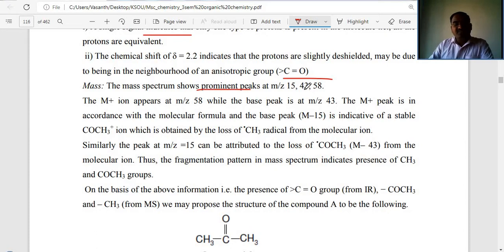The mass spectrum shows prominent peaks at m/z equal to 15, 43 and 58. The M plus ion appears at m/z 58, while the base peak is at m/z 43. The M plus peak is in accordance with the molecular formula, and the base peak, M minus 15, is indicative of a stable COCH3 plus ion, which is obtained by the loss of a CH3 radical from the molecular ion.